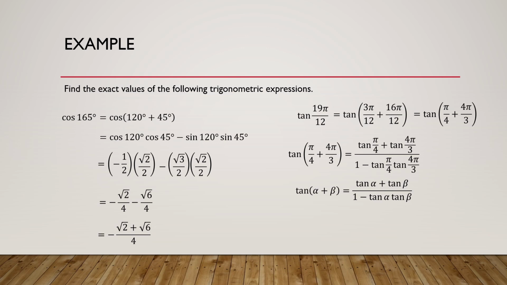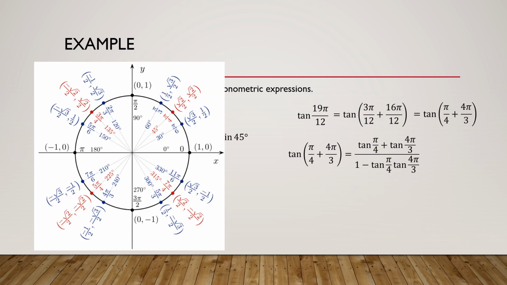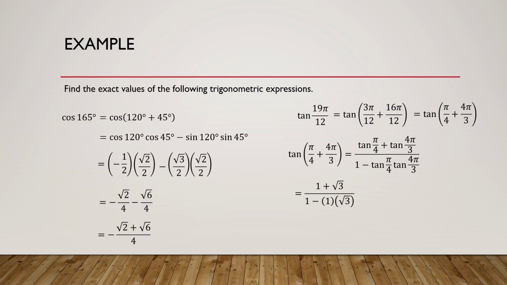We then consult the unit circle to fill in the values. Tangent pi over 4 equals 1. Tangent 4 pi over 3 equals the square root of 3. Simplify to get 1 plus the square root of 3 over 1 minus the square root of 3. Next, use the conjugate to rationalize the denominator.